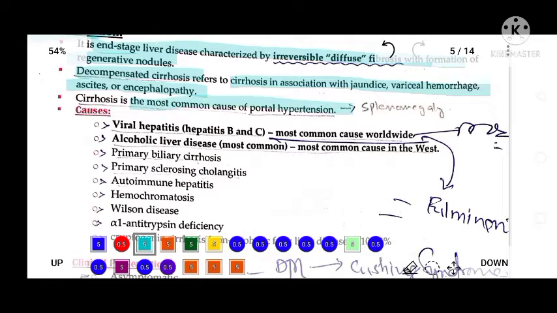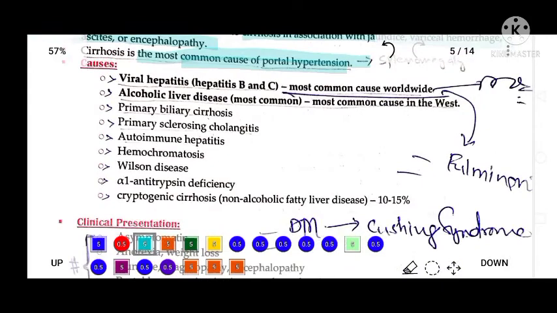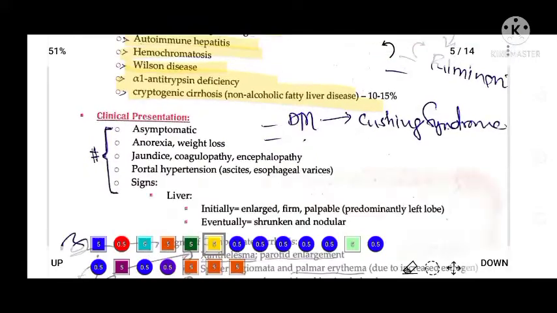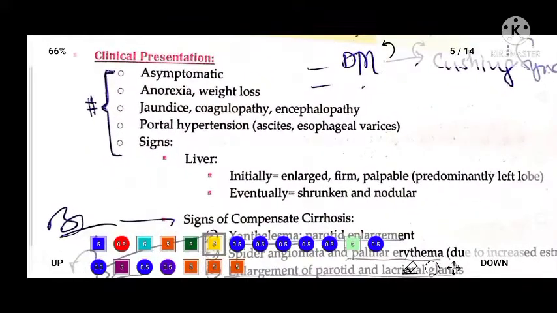Cirrhosis is the most common cause of portal hypertension, and the causes of cirrhosis are viral hepatitis B and C, alcoholic liver disease, primary biliary cirrhosis, primary sclerosing cholangitis, acute hepatitis, hemochromatosis, Wilson disease, alpha 1 antitrypsin deficiency, and cryptogenic cirrhosis. So these are common risk factors for cirrhosis.